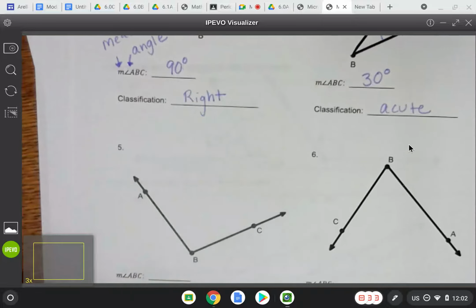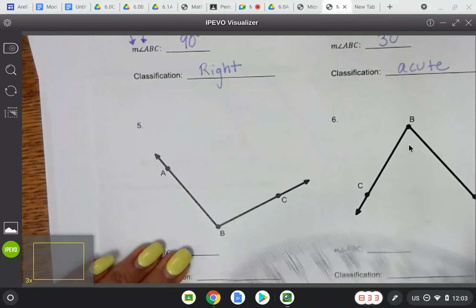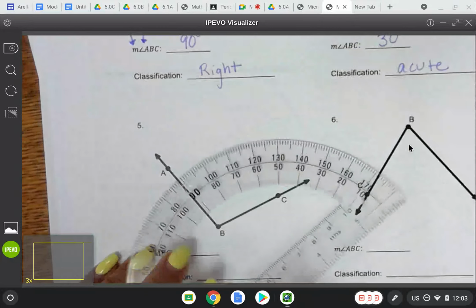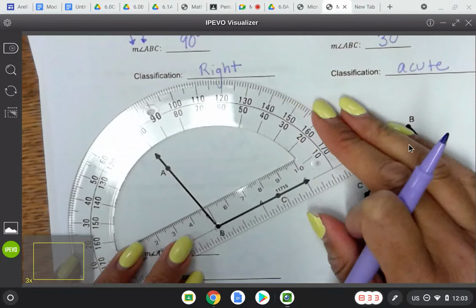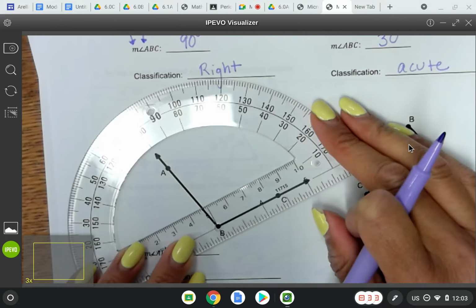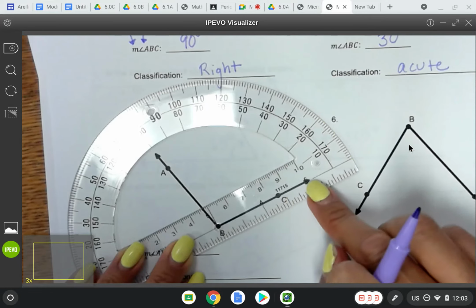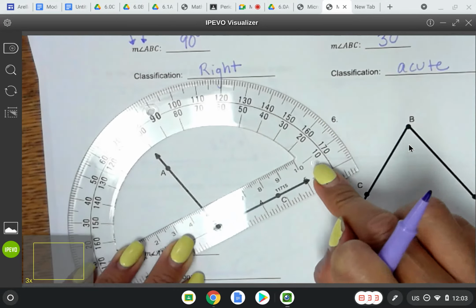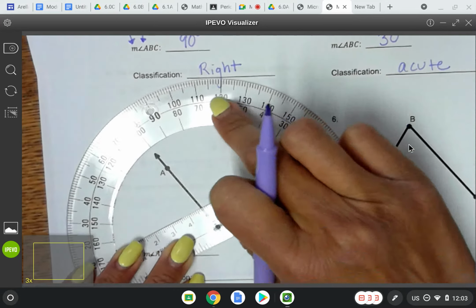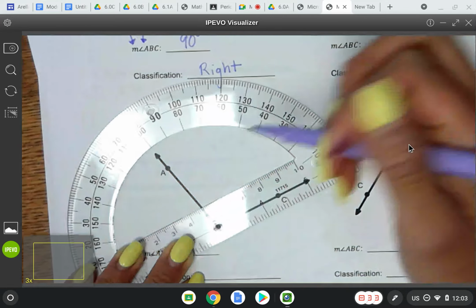Okay, number 5. So we're going to measure angle ABC. I'm going to use BC as my horizontal and B as my vertex. Okay, so I line up my horizontal with 0 degrees, and that means I'm going to use the bottom row to measure. So I'm going to go counterclockwise, and it looks like 100 degrees is what this angle measures.